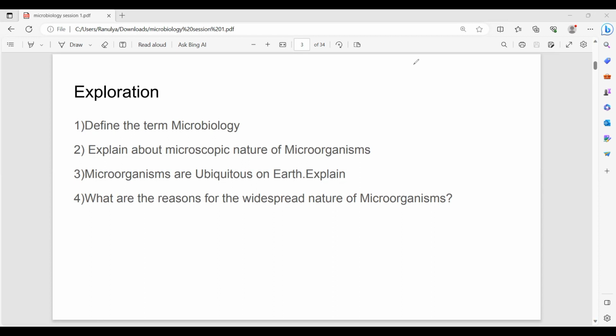And the last one, some have the ability to fix atmospheric N2, or nitrogen. So those are the reasons for the widespread nature of microorganisms. Shall we move to the next one?